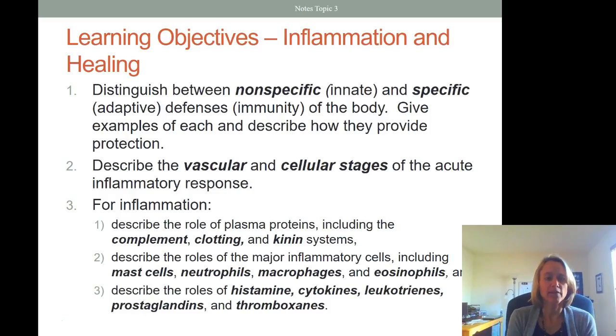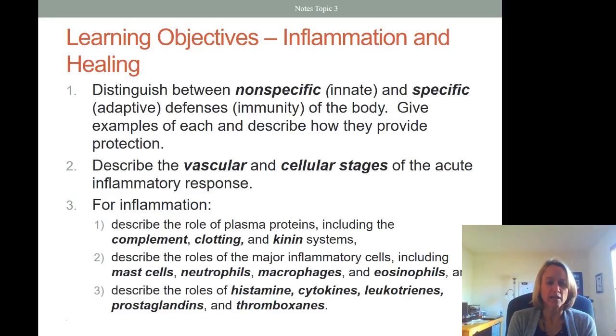Okay, you want to look at the learning objectives that we're going to cover. I just want to point out a few things. You will want to know the difference between nonspecific and specific defenses. You will want to describe the process or the stages of vascular and cellular responses to acute inflammation.